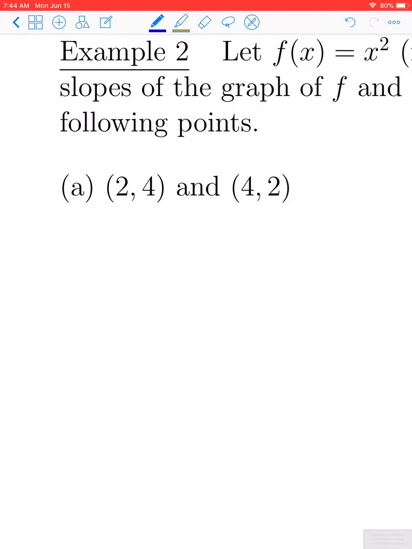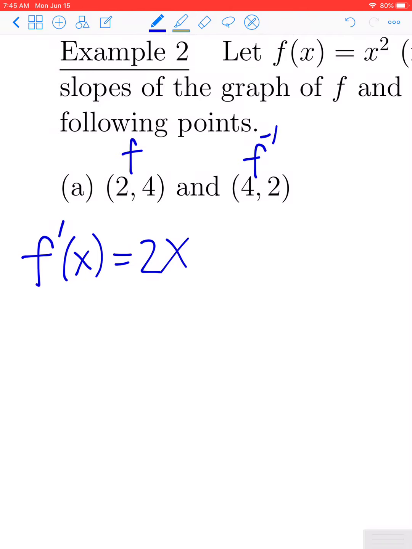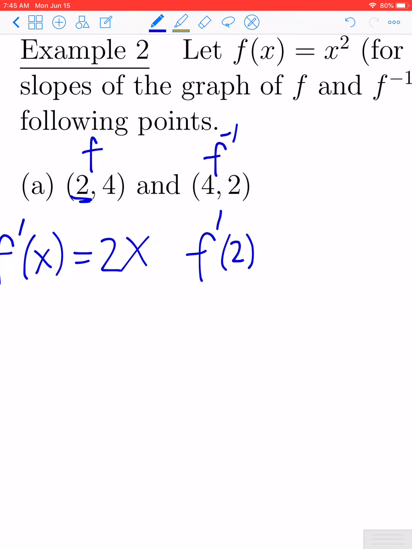You can check it, but 2 squared equals 4. So this point belongs to f. This point would belong to f inverse. Here we can explicitly compute the derivative of f. The derivative of x squared is simply going to be 2x. And so if we evaluate that derivative at a point in its domain, that's evaluated at 2, we get 2 times 2, which is equal to 4.